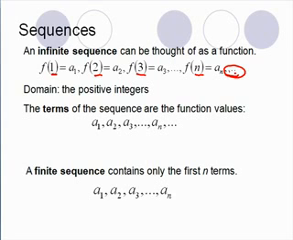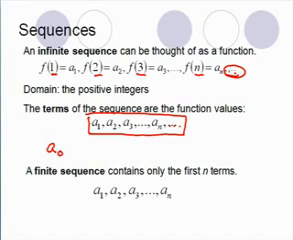The terms of your sequence will be the values of the function. So it's a sub 1, a sub 2, a sub n, and you just keep going and going and going. Sometimes you might see sequences written starting with a0, then going to a1, a2, and then continuing on.